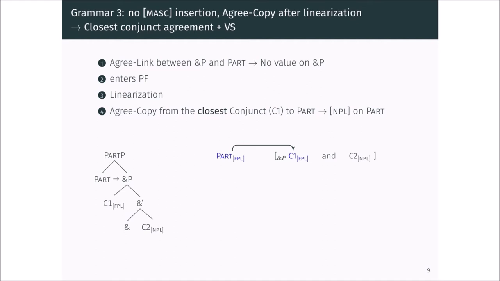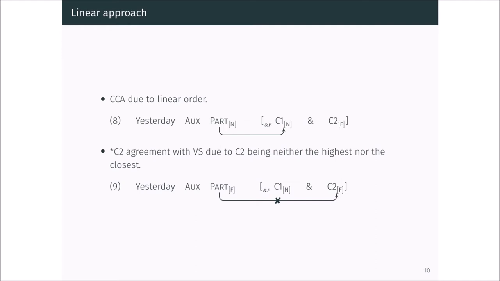In the third grammar, again, there is no masculine insertion, but there is still an Agree-Copy to be postponed. But now it's postponed into the PF, after linearization. First, we establish the dependency, then we have linearization. Then after linearization, the participle will copy whatever is on the linearly closest conjunct. In this case, it's the first conjunct. In the linear approach, there is a place for linear order.